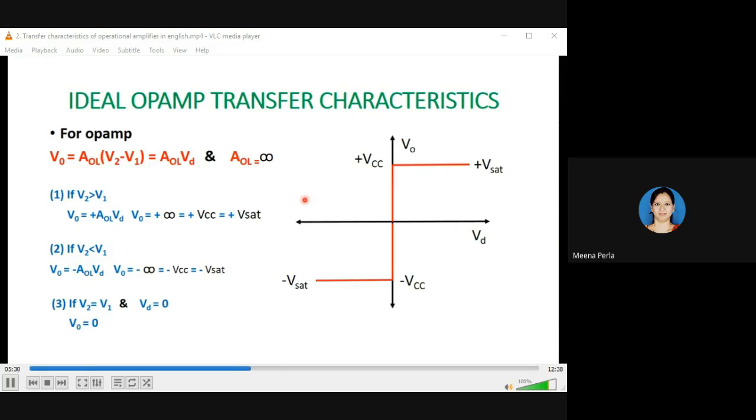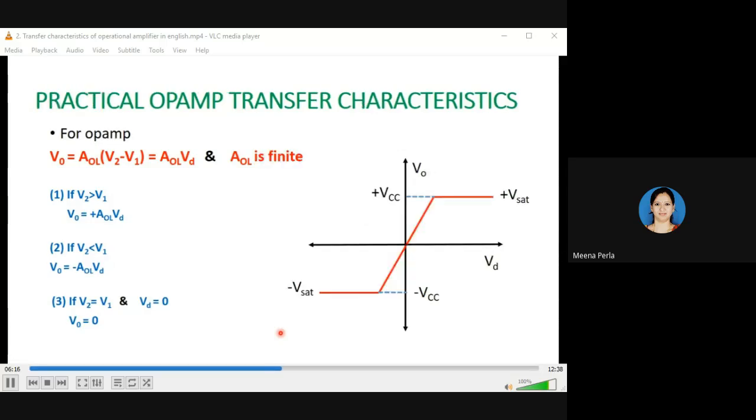So from this equation, we can see that for all the positive values of differential voltage Vd, the output voltage is equal to plus V saturation or plus VCC. And the second case is V2 is smaller than V1. So for all the negative values of Vd, the output voltage is equal to minus VCC or minus V saturation. And the third case is if V2 is equal to V1, then Vd is equal to 0. This is the Vd equal to 0 point. Then if Vd is equal to 0, then V0 is equal to 0. So these are the characteristics we can get using these cases.